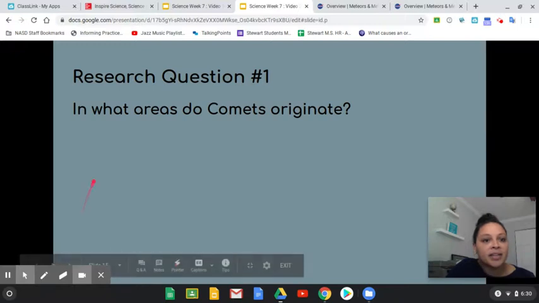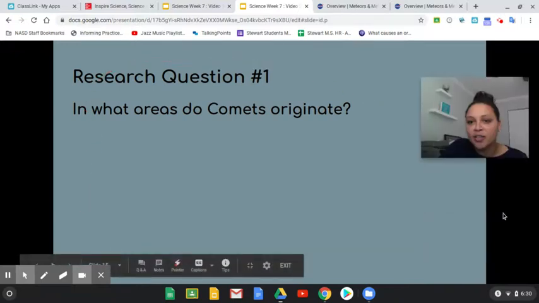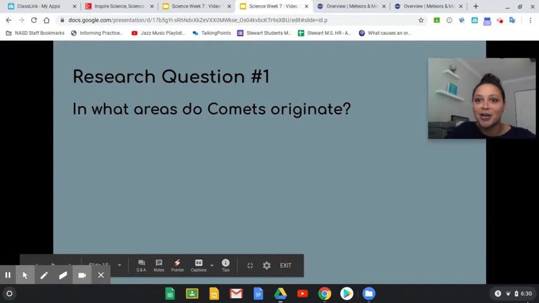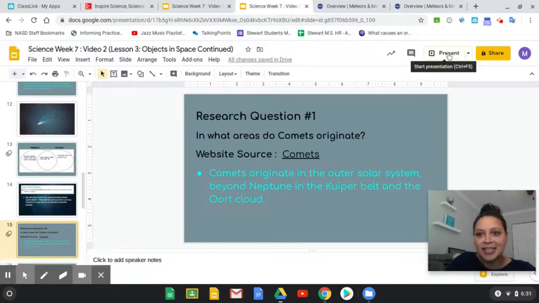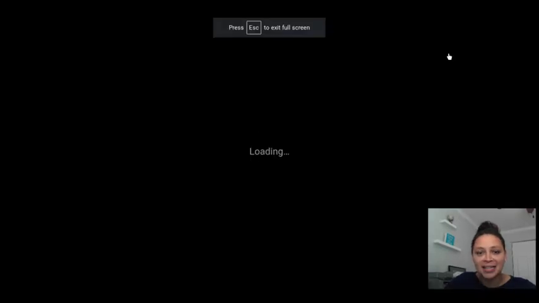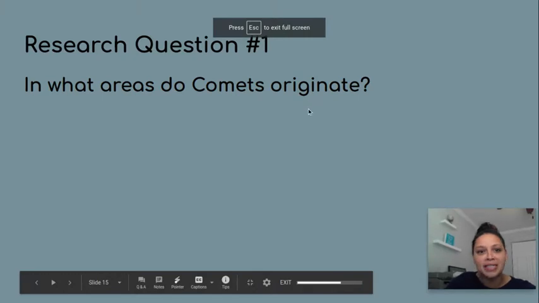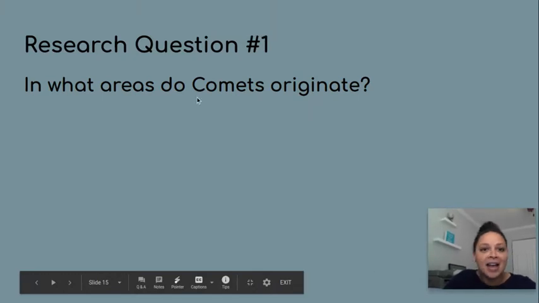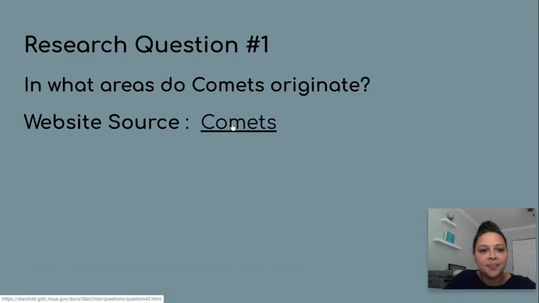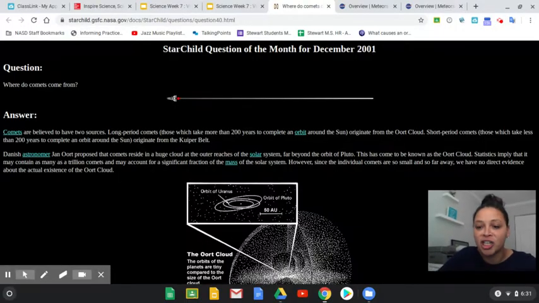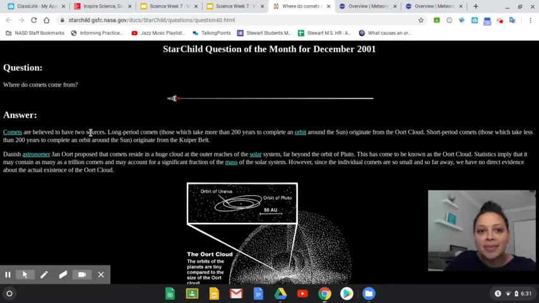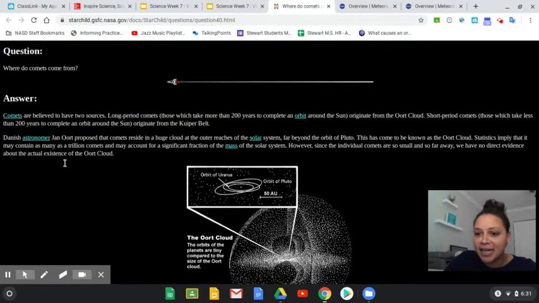So here is an example. So here's the first research question that I looked up. In what areas do comets originate? And so what I did was I did some research. I typed it into my search engine and I found a website source. So I included my source of where I found the information. And when I got to the website, after I was done reading it, I was able to answer my question about where comets originated from.